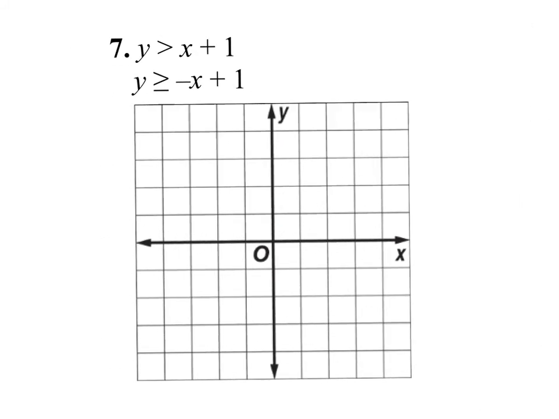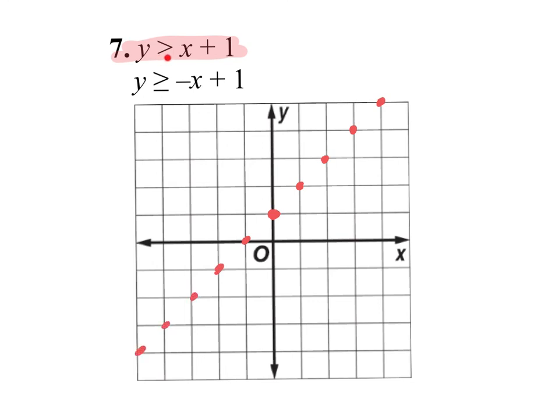Let's do one more. Why not? This one's ready to rock. It should be pretty easy. It says y is greater than x plus 1. Okay, crosses at 1. My slope is +1, so I go up 1 over 1, up 1 over 1. And then you can use that pattern backwards. Really easy to graph. We learned this in semester 1.